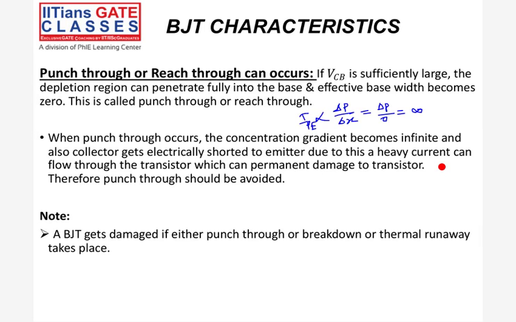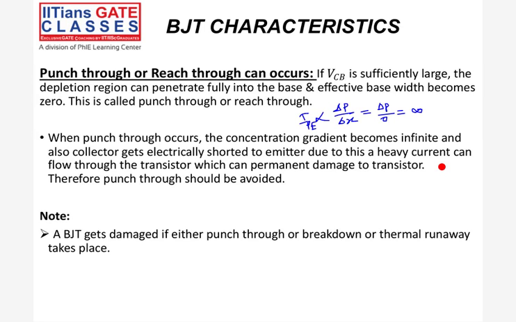So that can be possible. That possibility is there if we continuously increase the VCB voltage. So this effect is called the punch through effect. Here we can see what is happening because of this punch through: our transistor can be permanently damaged.